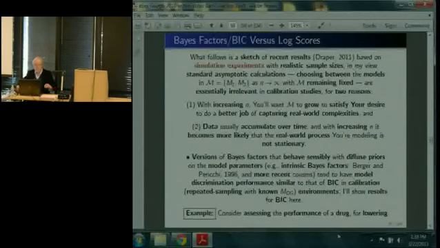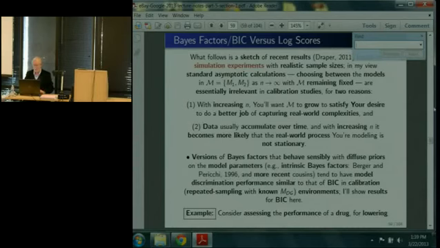And now here are some simulations that show what I'm talking about here. Oops, that's not what I wanted.